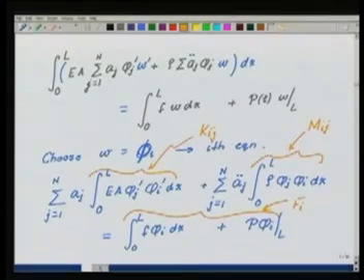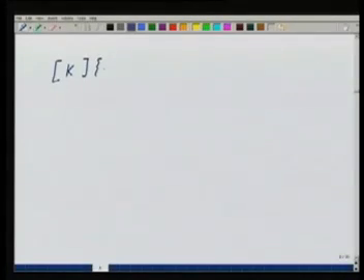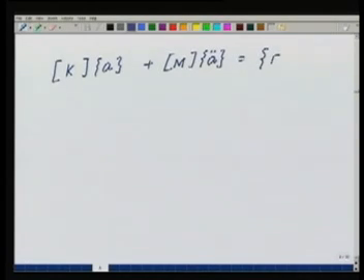So let's now write it in a form which we know how to use. So this will be k into a plus m into a double dot is equal to f. So this is our hyperbolic semi-discrete form.